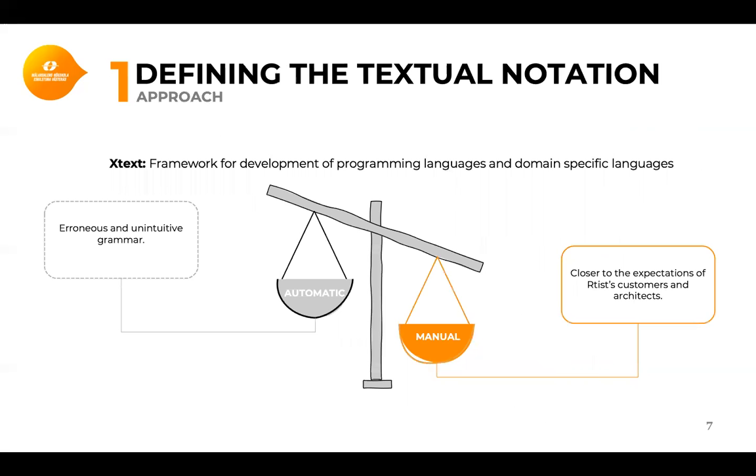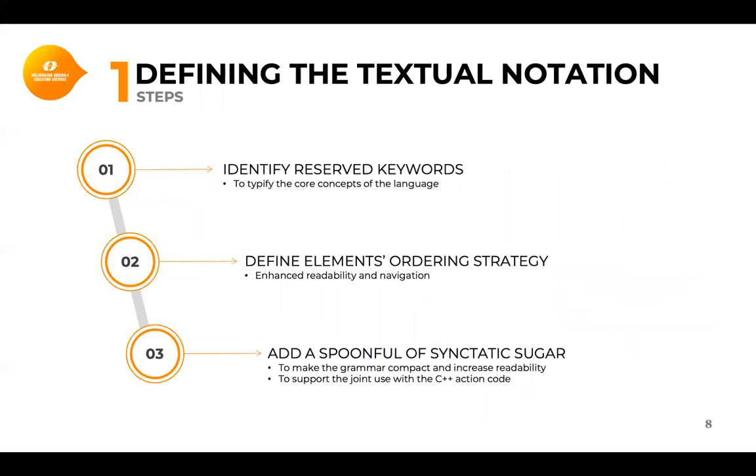So let's begin with the approach to defining the textual notation. The chosen framework for that purpose is Xtext, and we can define the grammar either in an automatic or manual manner. We decided to define the grammar manually because the one that is generated automatically is erroneous and unintuitive, while if we define it manually, we can do it according to the expectations of the Rtist customers and architects. The steps that we followed to manually define the grammar were to first identify the reserved keywords so we could typify the core concepts of the language, to define their ordering strategy for enhanced readability and navigation, and to add a spoonful of syntactic sugar so that we can make the grammar more compact and support the joint use with the C++ action code.